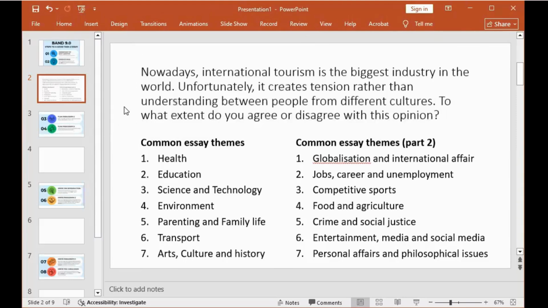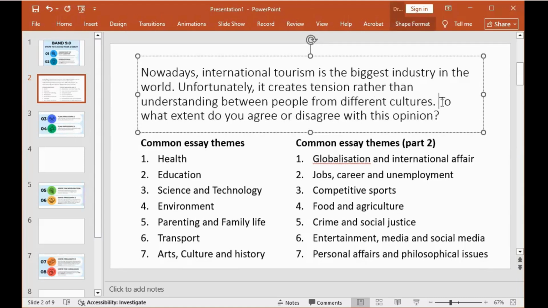Okay, so this is our essay question here. Nowadays, international tourism is the biggest industry in the world. Unfortunately, it creates tension rather than understanding between people from different cultures. To what extent do you agree or disagree?